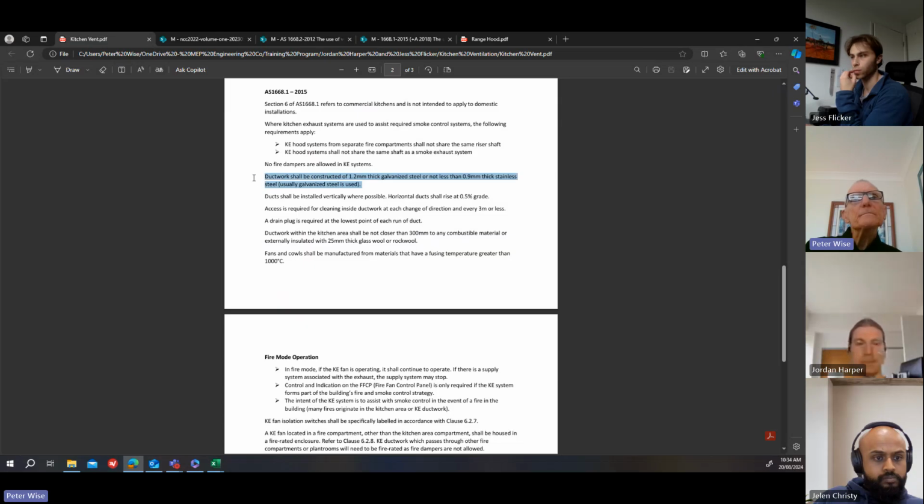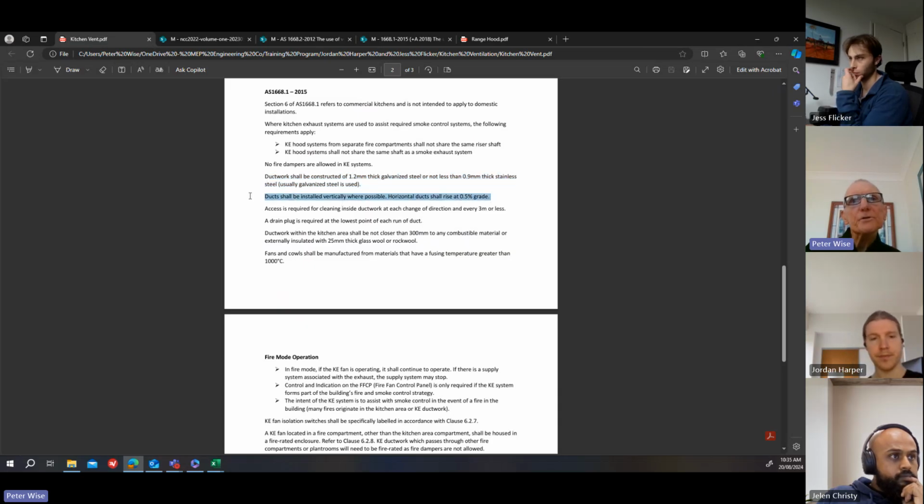The ductwork must be constructed of 1.2 millimetre thick galvanised steel or not less than 0.9 stainless steel. We normally use galvanised steel because it's much cheaper. Stainless steel is about 4 times the cost of galvanised steel, so it's pretty rare. And it's not necessary in this case to use stainless steel. The exhaust is generally not corrosive. It's grease, so it tends to preserve the duct if anything, but that's a requirement, 1.2 thick. So be aware of that when you're doing drawings or if somebody asks you, what do we need to use?